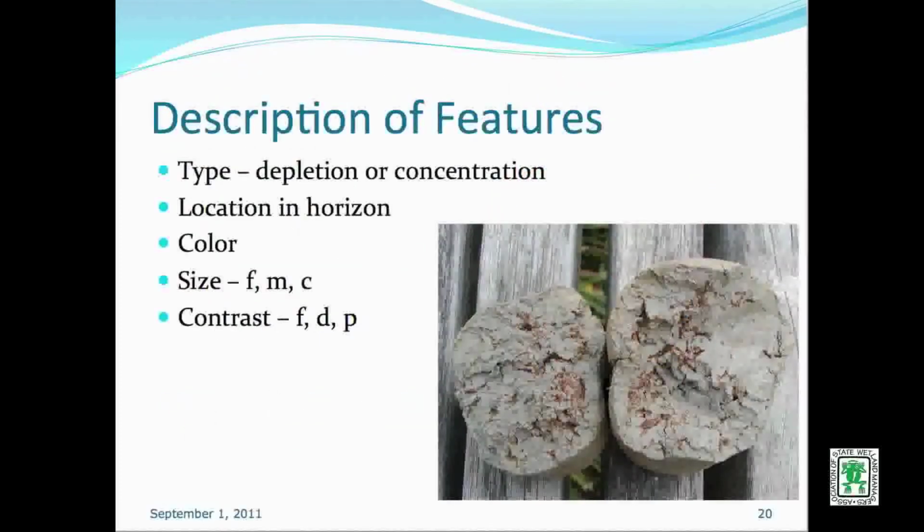All right, now as we describe these features, we need to tell several things about them. As you're taking field notes in the soil in the field, we need to know what type they are. First of all, are they depletions or are they concentrations? Tell us where you found them. Did you find them lining a pore, as a soft mass on ped surfaces, for example? Tell us about the color. Tell us about the size. Are they fine, medium, or coarse?